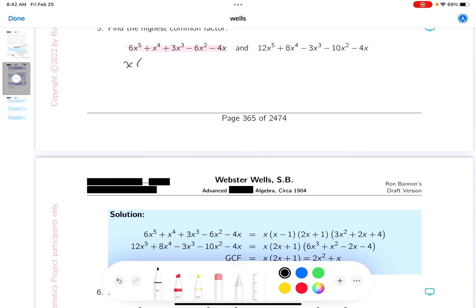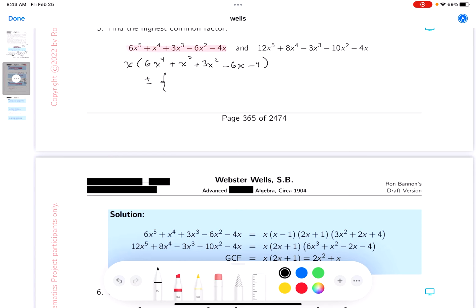x times 6x^4, that's now a fourth degree polynomial, plus x^3 plus 3x^2 minus 6x minus 4. And I still would go for the rational root theorem, looking for a trial root and then getting a factor for it. So the rational root theorem says that if there are rational roots, and if there aren't, I'm done with the problem.